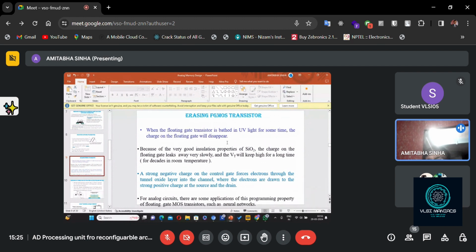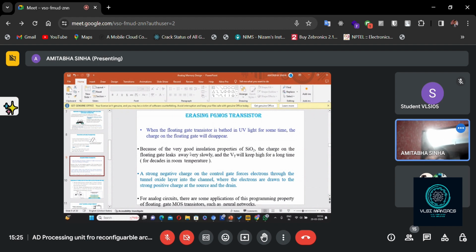So when the floating gate transistor is charged, how do we remove the charge from there if we want to erase it? That's simple. When the floating gate transistor is bathed in ultraviolet light for some time, the charge on the floating gate will disappear, because the ultraviolet light has photon particles, it will give the energy, and the charges will disappear from there. So the mechanism for discharge is just to give ultraviolet light. That was the earlier way of erasing.